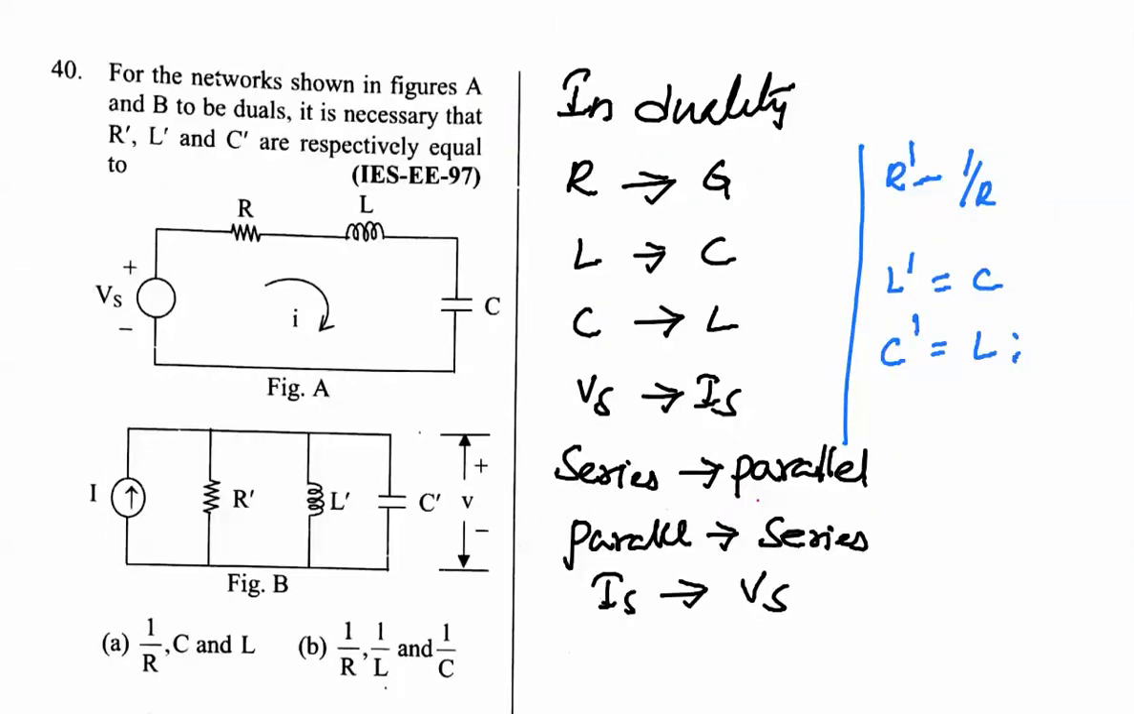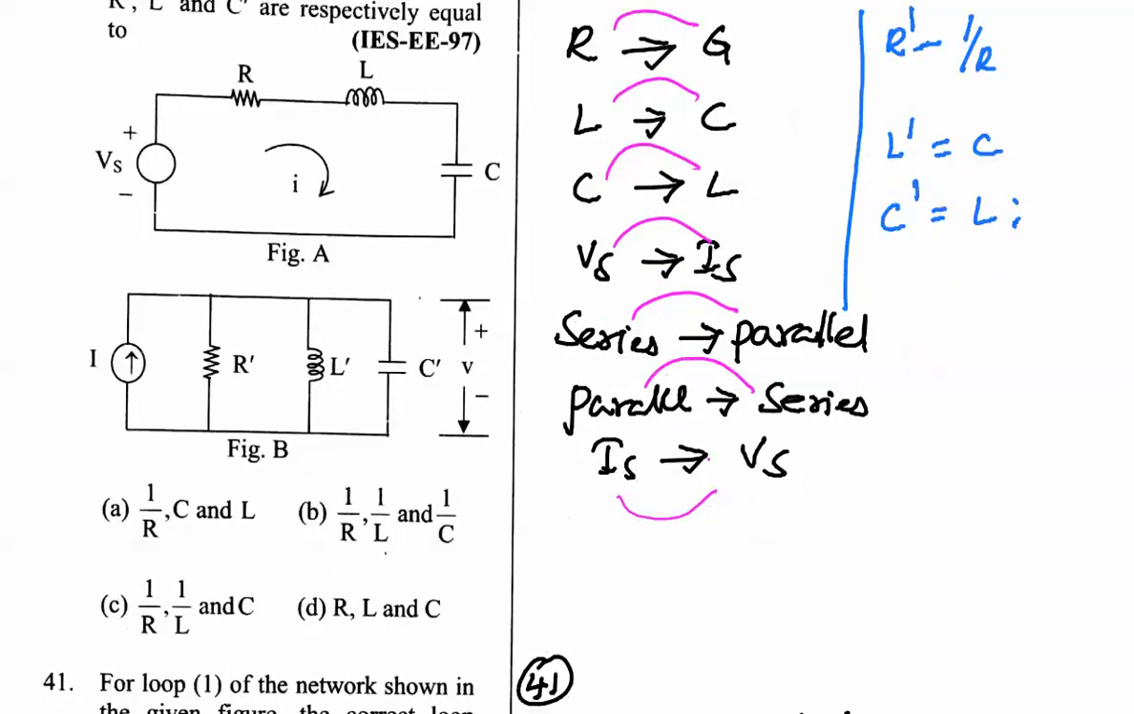Next. For the networks shown in figures A and B to be duals, it is necessary that R dash, L dash, C dash are respectively equal to what. In duality, resistance becomes conductance, inductance becomes capacitance, capacitance becomes inductance, voltage source becomes current source, series connection becomes parallel connection, parallel connection becomes series connection, and current source becomes voltage source. Another important point is that mesh becomes node, and node becomes mesh.